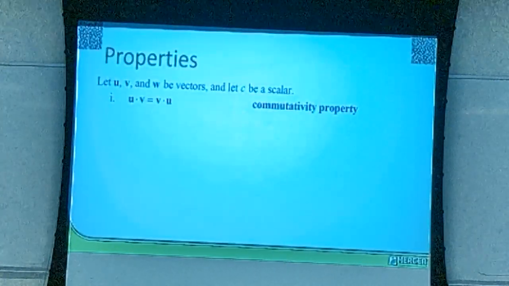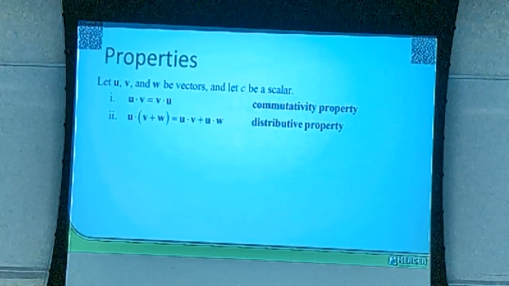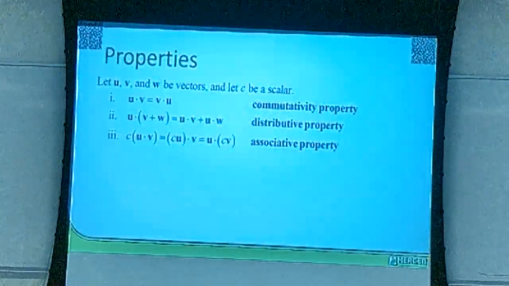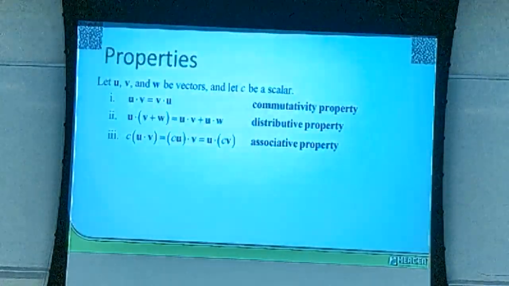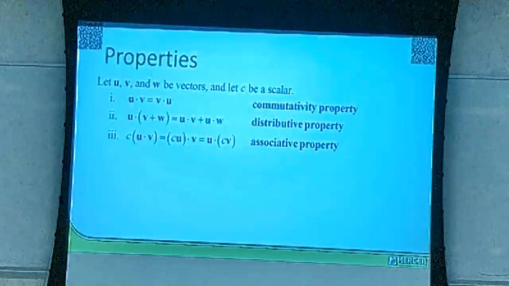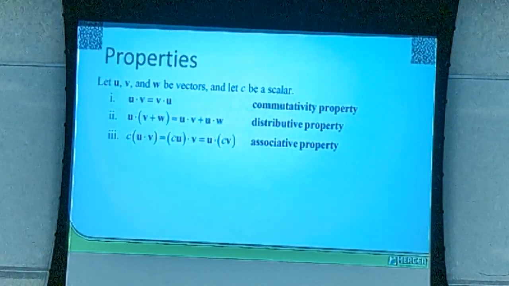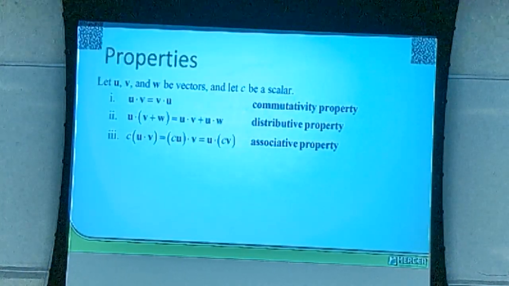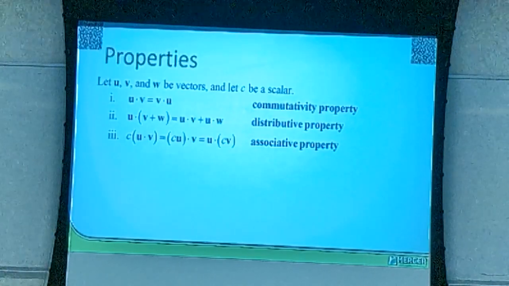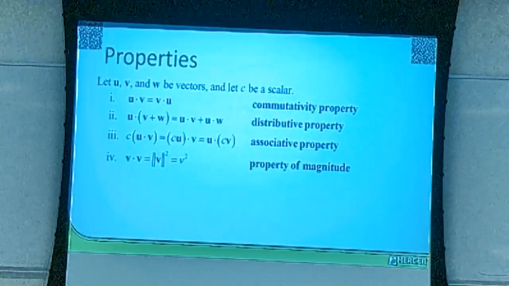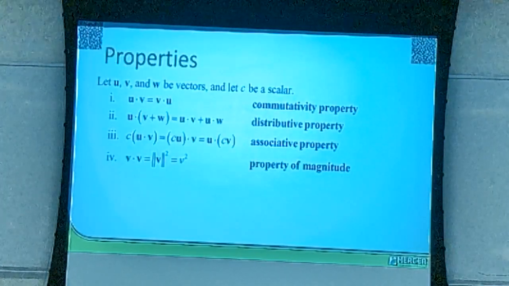Some properties of the dot product: it is commutative. It distributes across addition. This is known as the associative property, and what it says is if you have the dot product of vectors that are scalar multiples, where you multiply the scalars doesn't matter. This one's very useful: any vector dot itself is just the square of its magnitude.